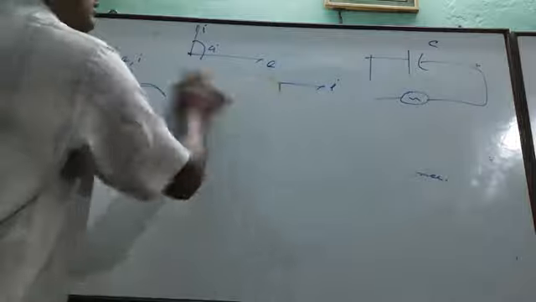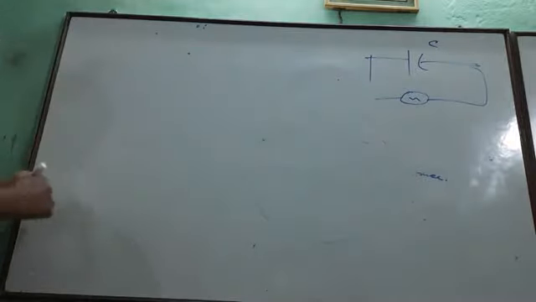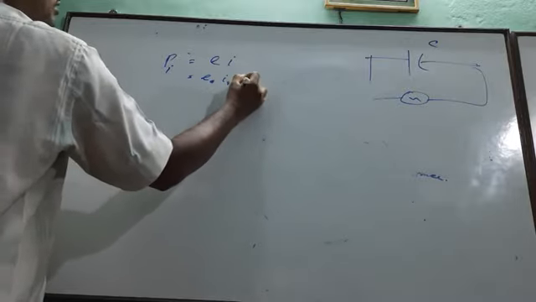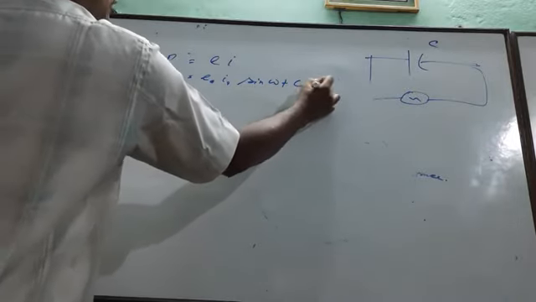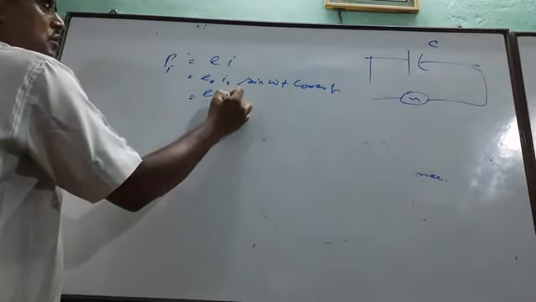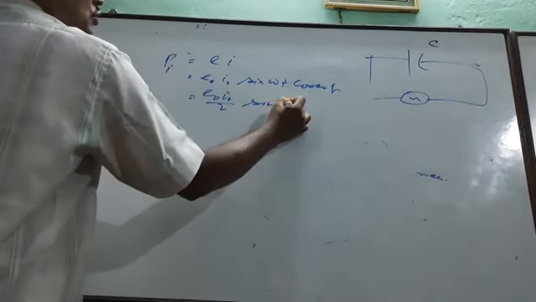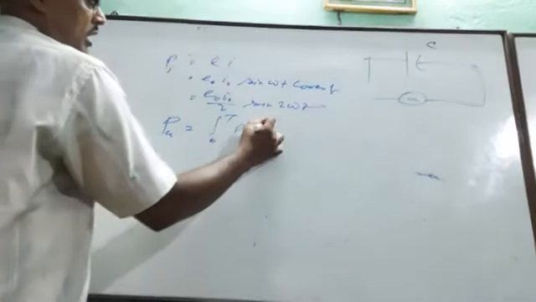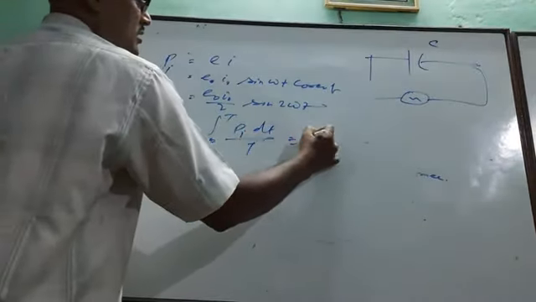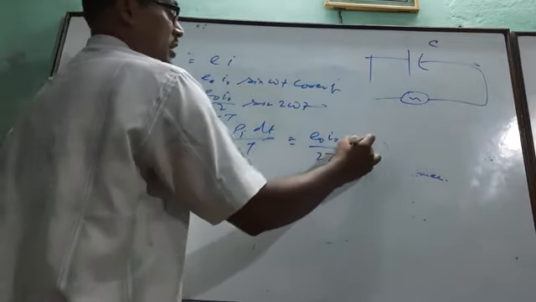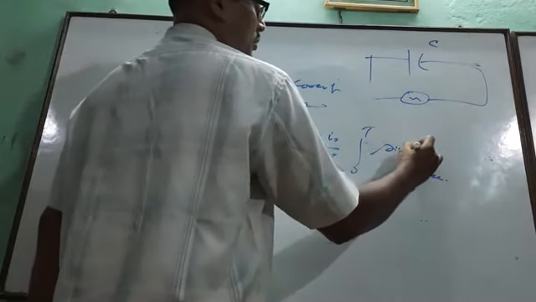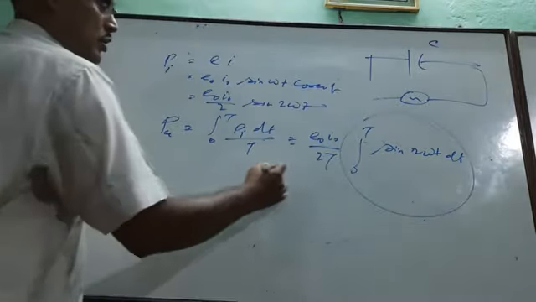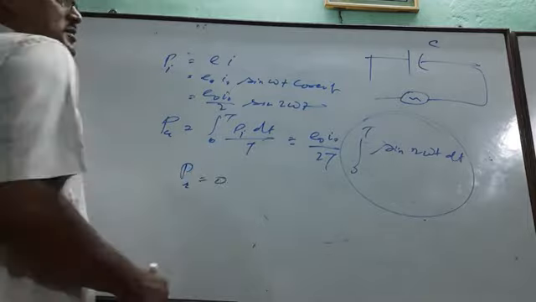Now what is the power? Instantaneous power is EI, that is E0 I0 sin omega t cos omega t, that is E0 I0 by 2 sin 2 omega t. Then what is the average power? The integral from 0 to T of P dt by T, that is E0 I0 by 2T times the integral from 0 to T of sin 2 omega t dt. This value will be 0 over a full cycle. Then the average power is 0.